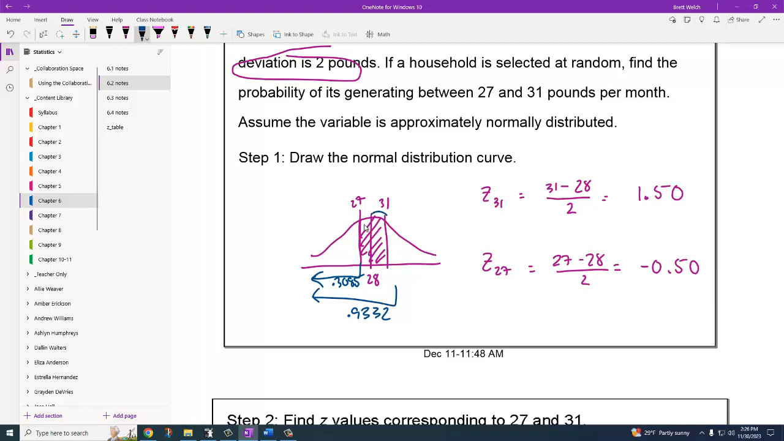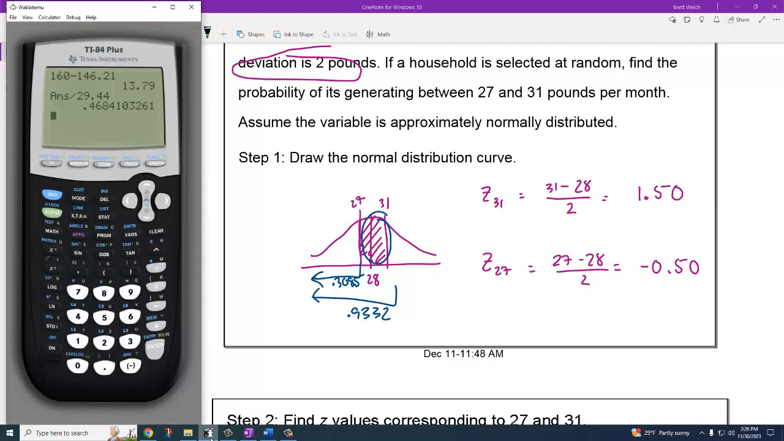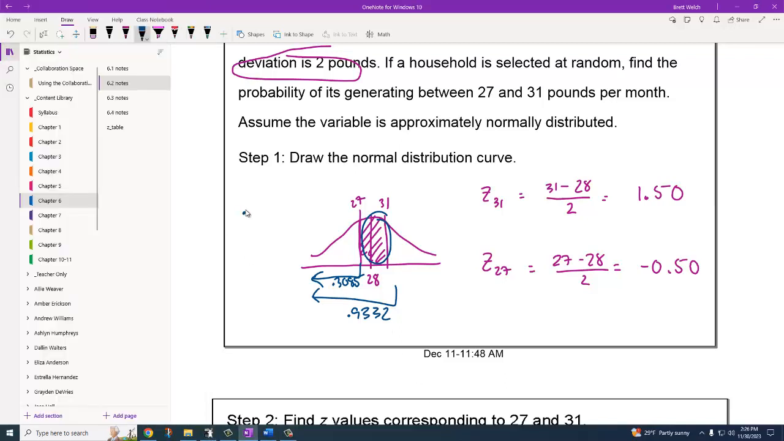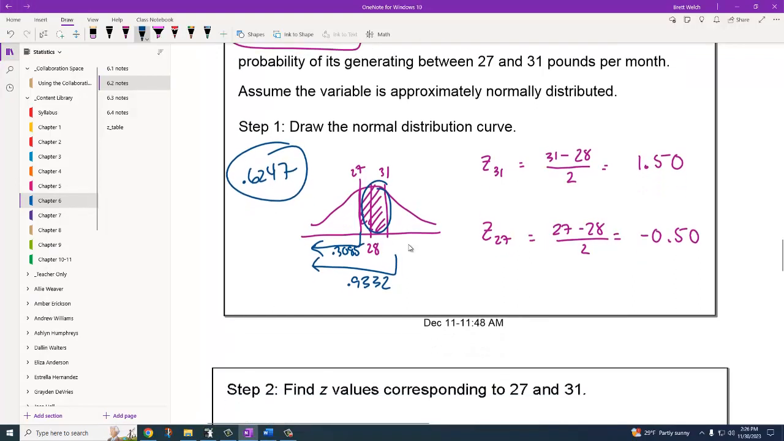If I want the area in the middle, I do it by subtracting those two numbers, which would be 0.9332 minus 0.3085, and I get 0.6247, or 62.47% of households are going to fit that description.